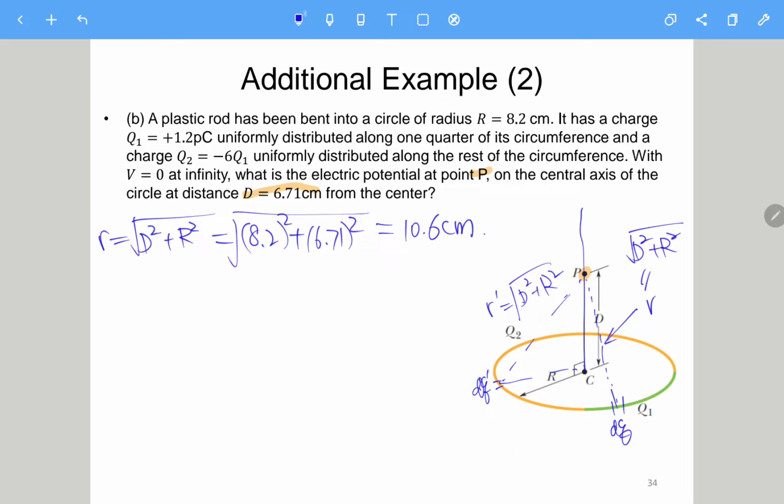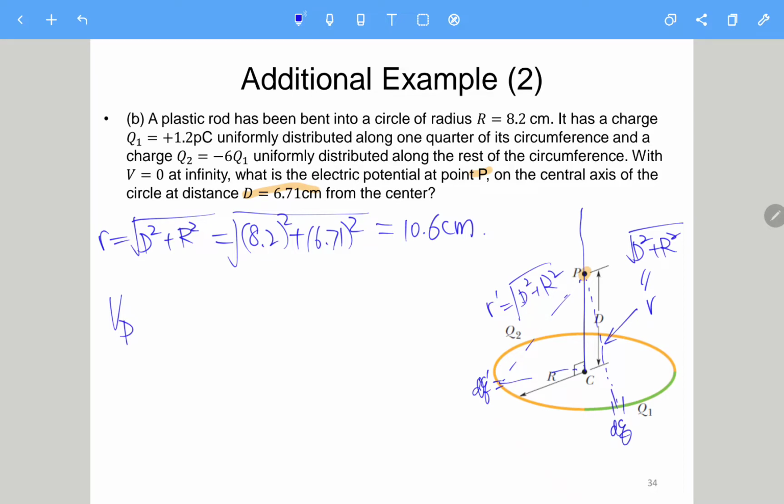Usually I will convert the numbers to meters if I see the number in centimeter. But here we have two lengths in centimeters, and then take the square and then square root. So I just need to remember that this is still a number in centimeters, then it will be okay. If you feel worried, you can just change it to 0.082 square plus 0.0671 square, and then the answer will be in meters.